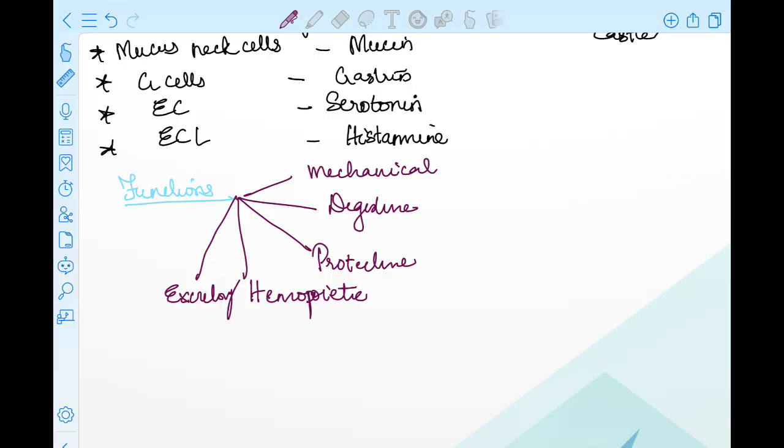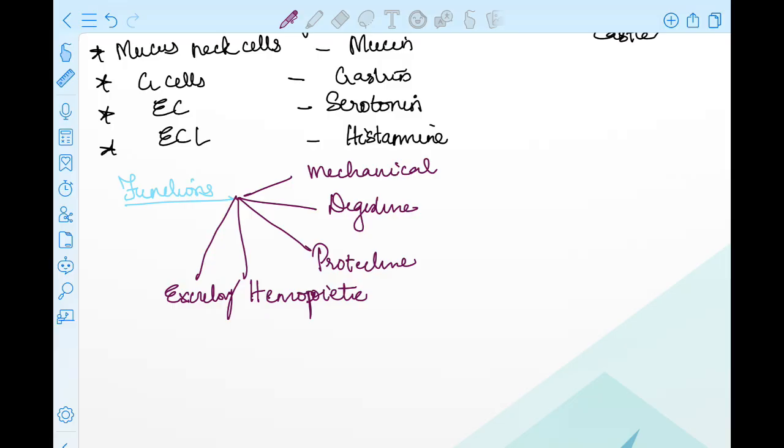Now, talking about the digestive function, it acts via the gastric juice enzymes. We will see about the gastric juice enzymes in the next session. And then the protective function is that it acts via the mucus in the gastric juice, because we know that hydrochloric acid in the stomach is highly acidic. It can erode the gastric surface, but since there is a protective layer of mucous membrane, it protects the stomach from the erosive action of hydrochloric acid.